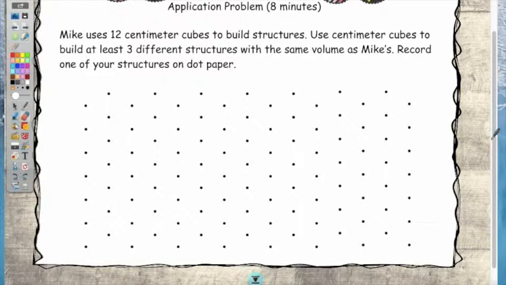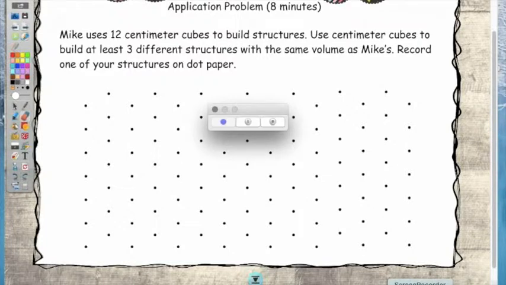Mike uses 12 centimeter cubes to build structures. Use centimeter cubes to build at least 3 different structures. I'm still reading. 3 different structures with the same volume as Mike's. Record one of your structures on dot paper. Okay? Make sure your corners match up on your structures. I'm giving you 4 minutes to do this, okay?